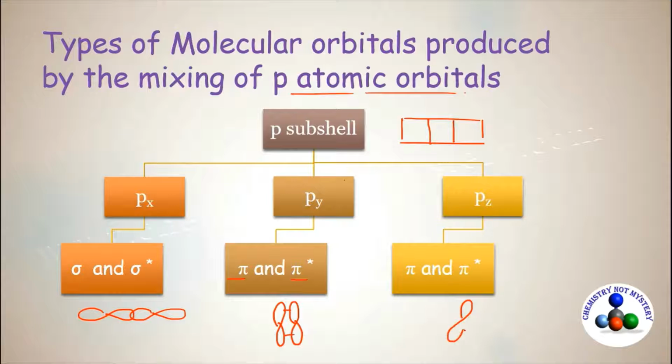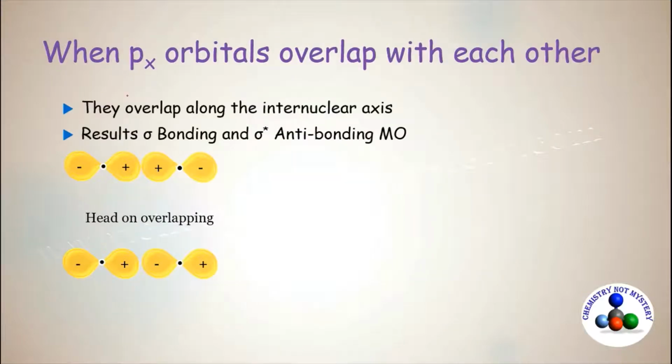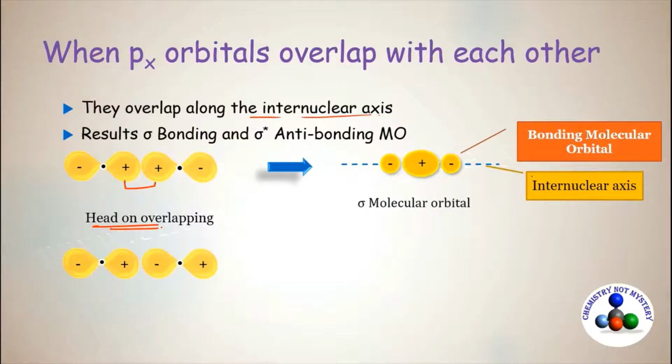Similarly, when pz atomic orbitals overlap with each other, they also result in the formation of pi bonding and pi antibonding molecular orbitals. We are going to discuss each of them separately. When px orbitals overlap with each other, they overlap along the intermolecular axis, that means by head-on overlapping. When they are facing similar sign to each other, they result in the formation of bonding molecular orbital. And this orbital is named as sigma molecular orbital.